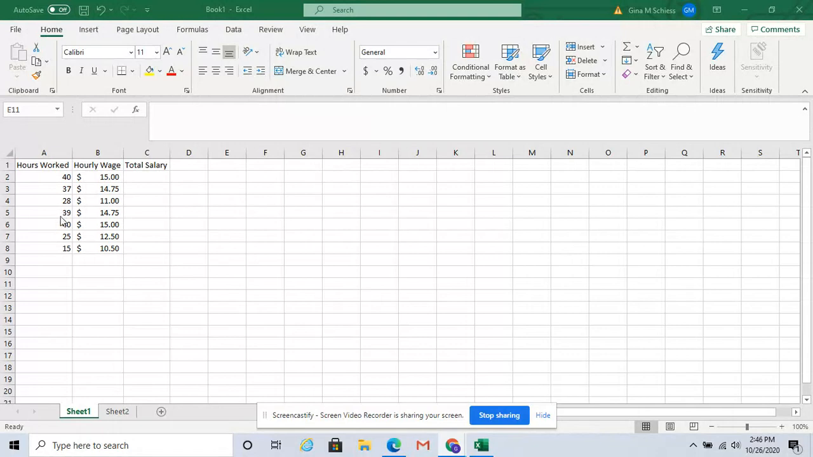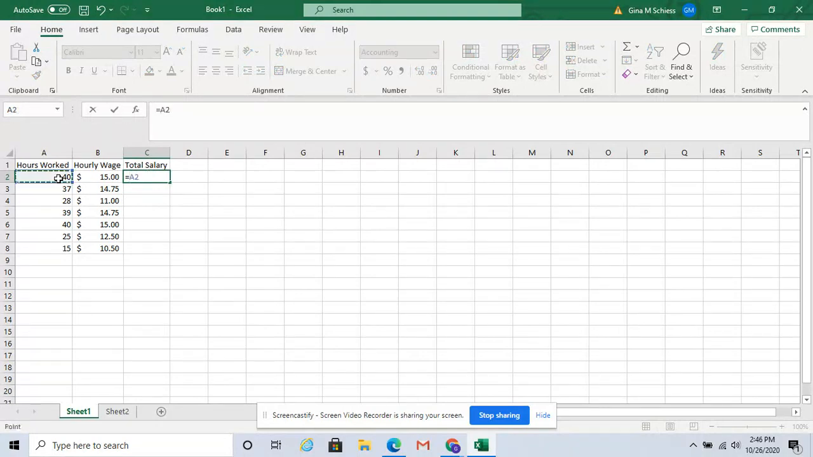I have a worksheet here that has the amount of hours a department has worked and what their hourly wage is, and we want to know what their salary is. So for gross salary, we're going to put in a formula: equals the number of hours times the hourly wage. So we're multiplying A2 times B2. Hit enter. That person made $600.